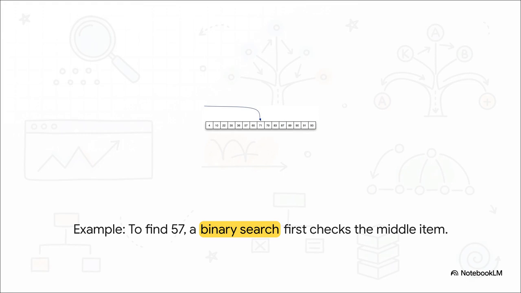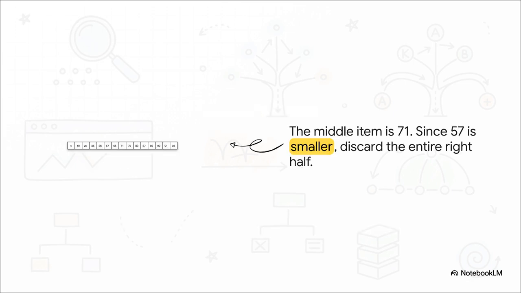Let's say we need to find the number 57 in this list. Step 1 of our binary search, go straight to the middle. So the middle item here is 71. Is that our number? Nope, but here's the magic. We know 57 is less than 71.